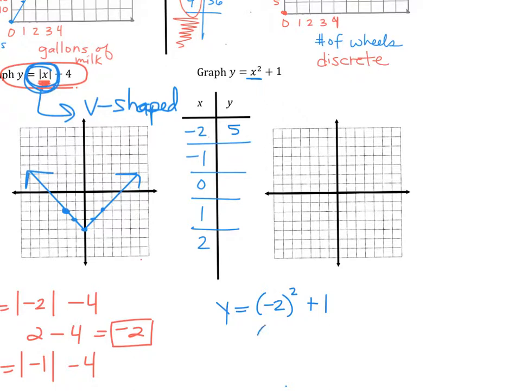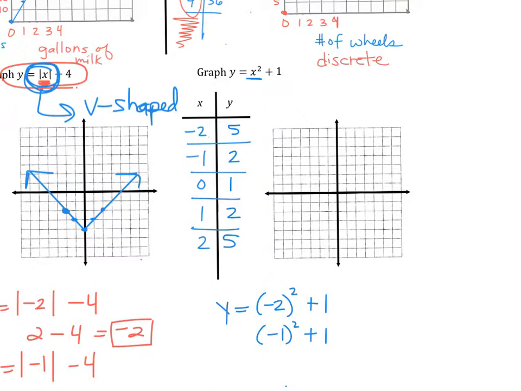Then you plug it in with -1. -1 squared plus 1. What's -1 squared? 1. 1 plus 1 is 2. What's 0 squared? 0. 0 plus 1 is 1. 1 squared is 1 plus 1 is 2. And then 2 squared is 4, plus 1 is 5. Do you see what happens with your numbers there? 5, 2, 1, 2, 5. Even though we had negatives and positives.